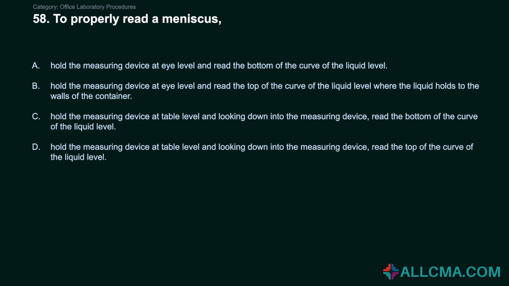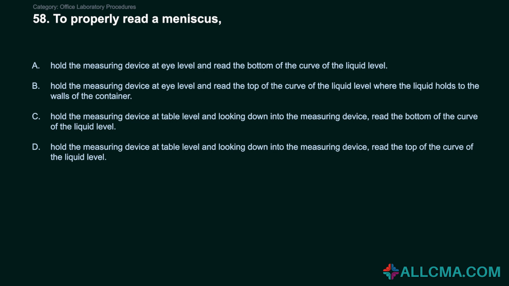58. To properly read a meniscus. A. Hold the measuring device at eye level and read the bottom of the curve of the liquid level. B. Hold the measuring device at eye level and read the top of the curve of the liquid level where the liquid holds to the walls of the container. C. Hold the measuring device at table level and looking down into the measuring device, read the bottom of the curve of the liquid level.